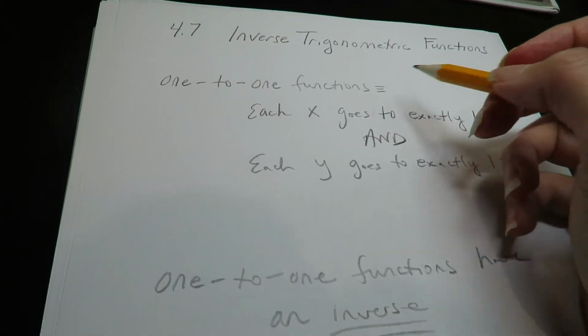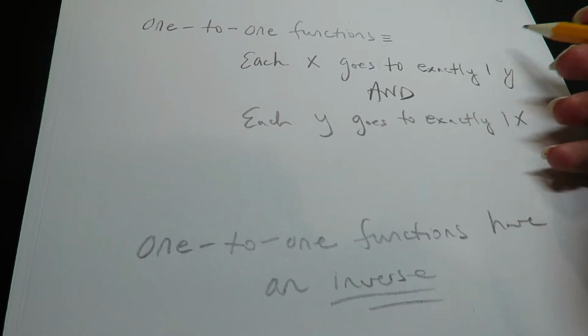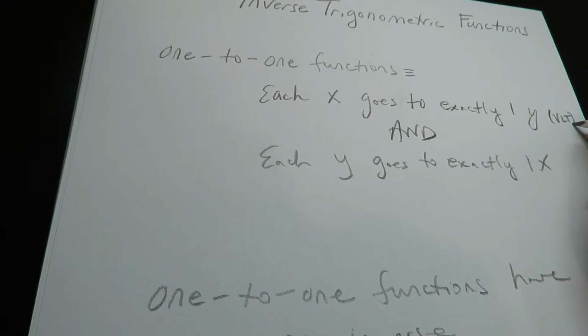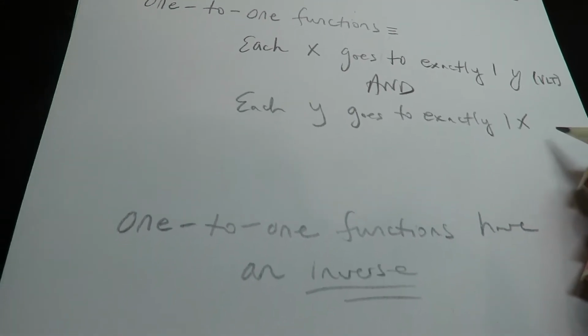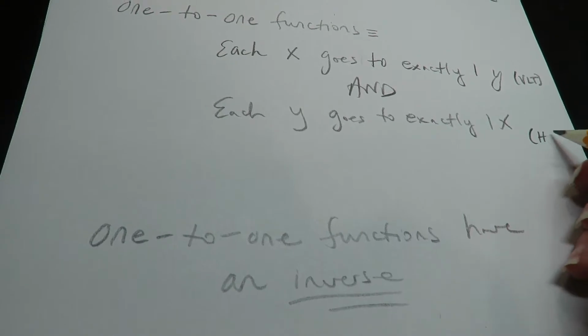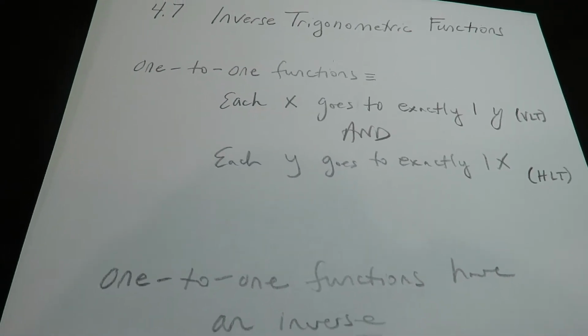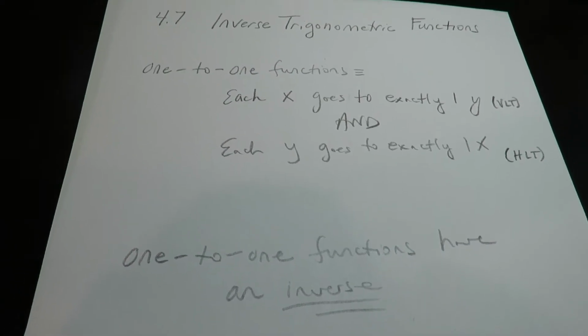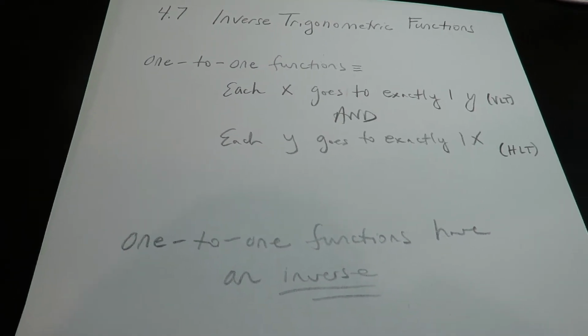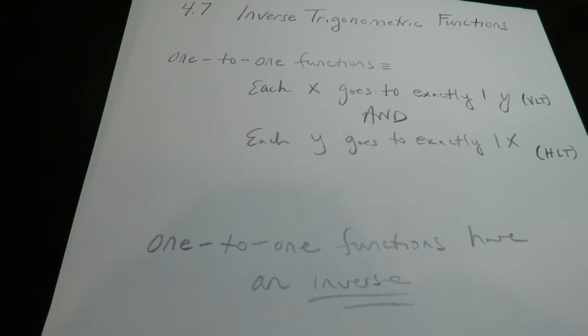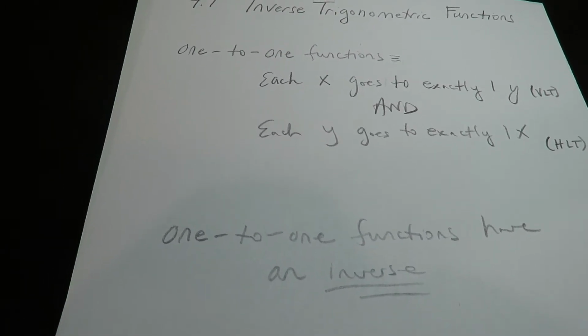So let me remind you, if each x goes to exactly 1 y, that means that it passes the vertical line test. And if each y goes to exactly 1 x, that passes a horizontal line test. So for something to have an inverse, it has to pass both the vertical and the horizontal line tests. And if it passes both tests, then you can find the inverse of that.